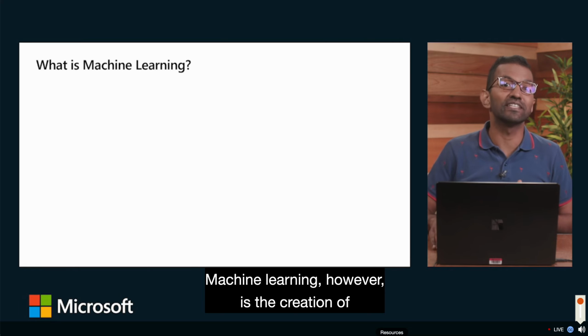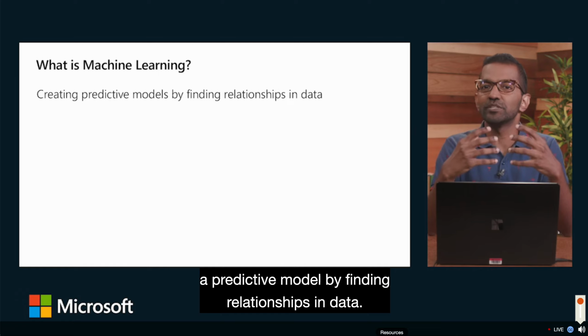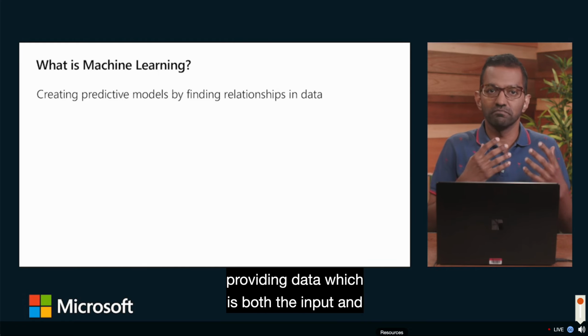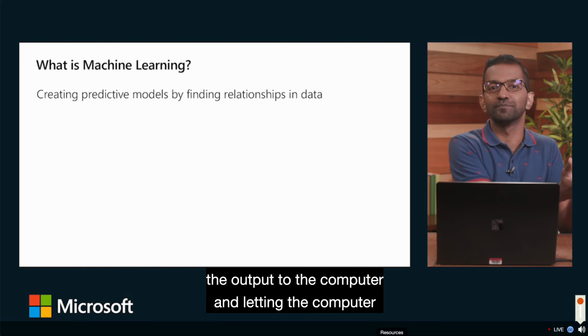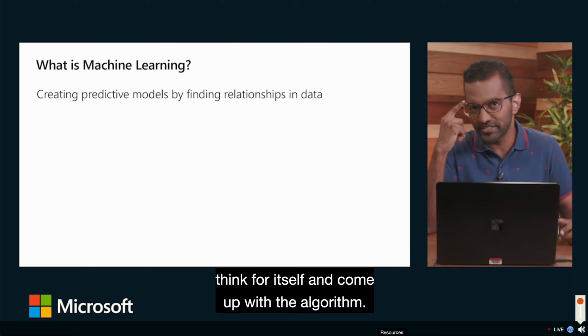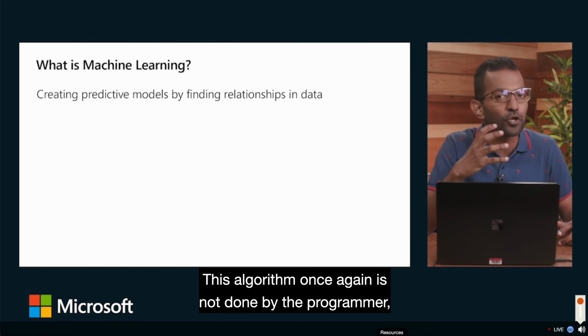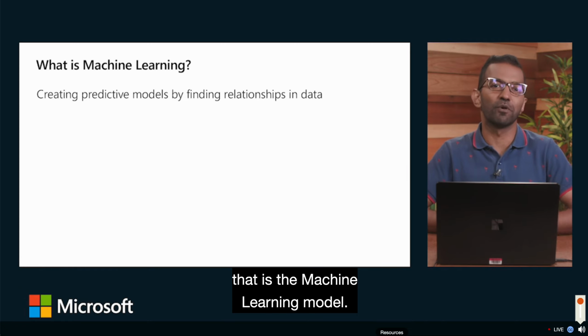Machine learning, however, is the creation of a predictive model by finding relationships in data. So in this instance, we are providing data, which is both the input and the output to the computer, and letting the computer think for itself and come up with the algorithm. This algorithm, once again, is not done by the programmer. That is the machine learning model.